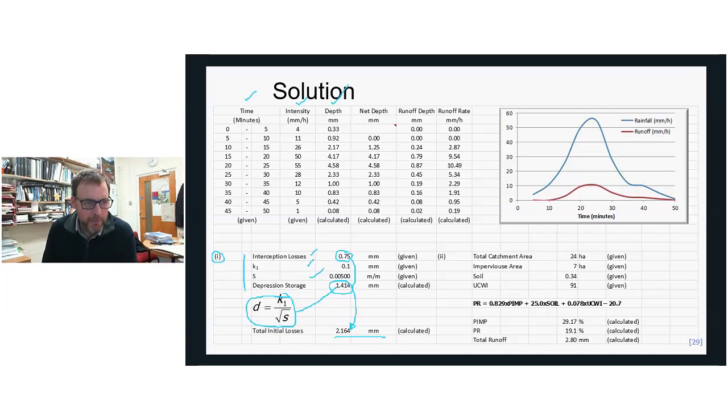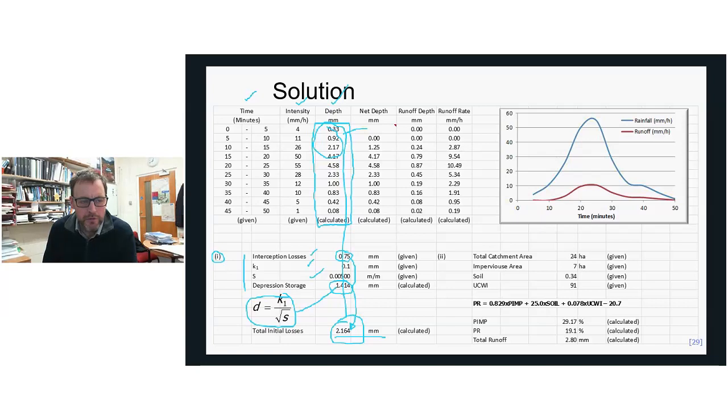So this here is our rainfall profile as it hits the catchment surface. So the first thing we want to do is remove those initial losses. And our initial losses here are 2.164 millimetres. So what we're going to do is we're going to remove that from the first few time steps of this hydrograph and then recalculate it here.